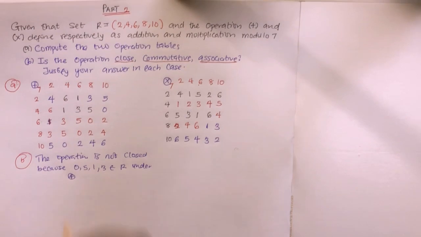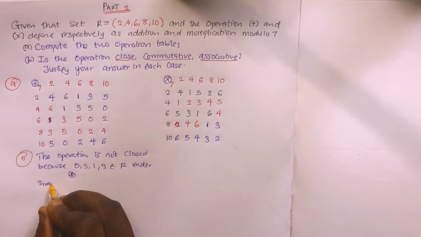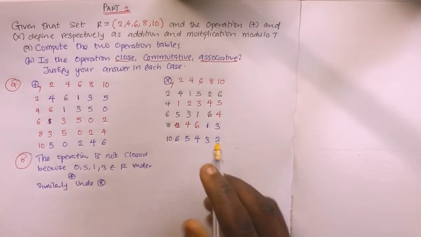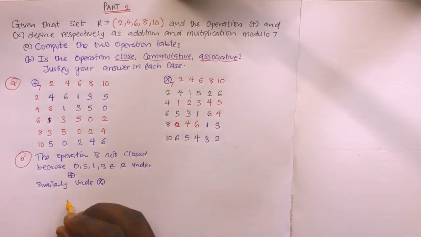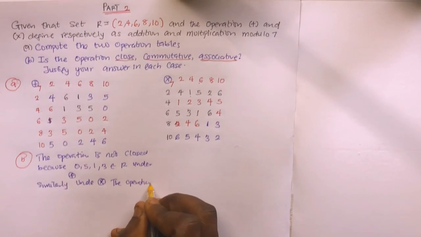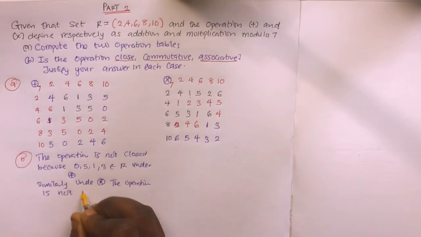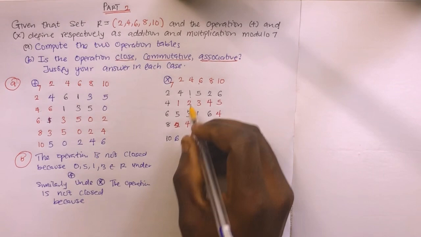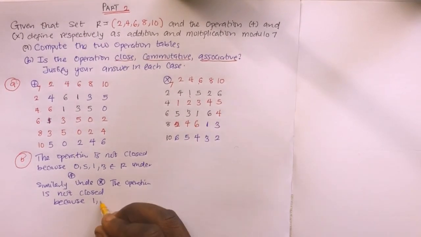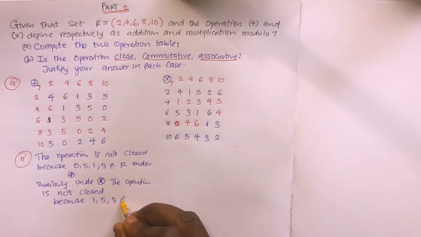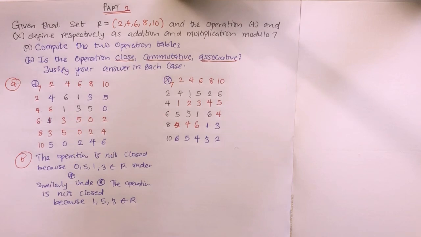Operation additive operation. Pass it down. Then similarly, under operation star, you check it. We have 1 under operation star. The operation is not closed because if you look at this, you have 1, we have 5, and we have 3. 1, 5, 3 is not a member of R. Can you see this now? So you have proved it for them that the two operations are not closed.